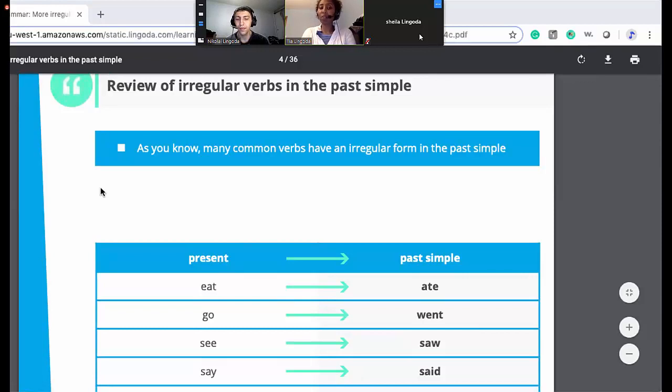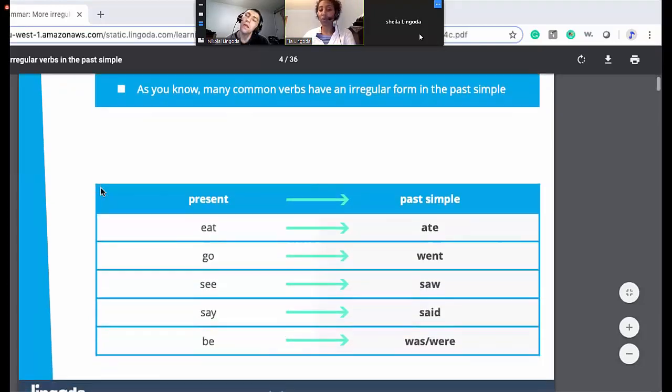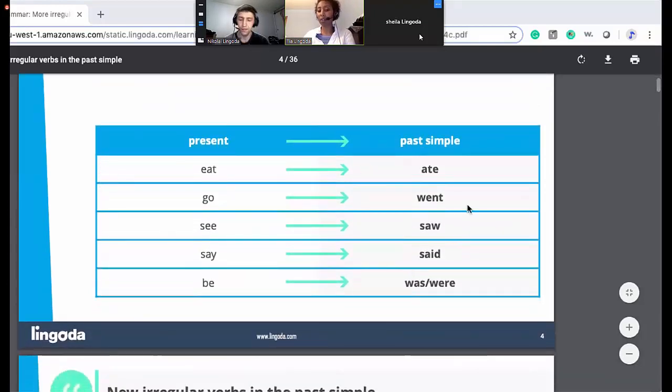Review of irregular verbs in the past simple. So as you know, we have regular verbs, and for the regular verbs you add ed or d to them for the past simple. But the irregular verbs have their own forms. Here are some irregular verbs. You should know these already, okay?